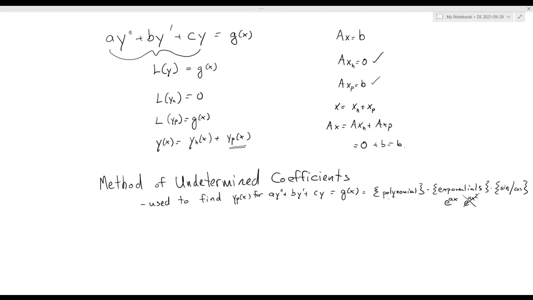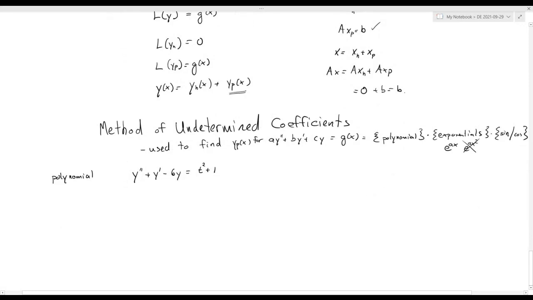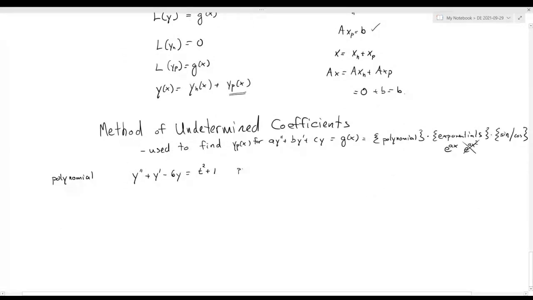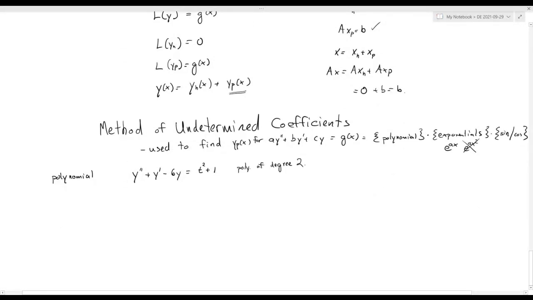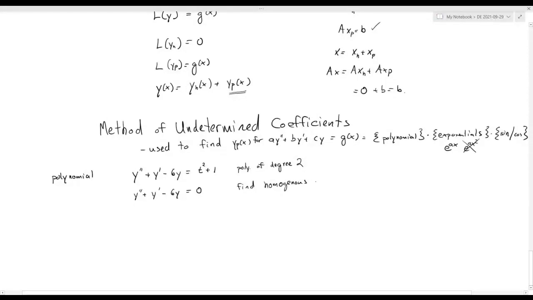All right. So suppose we have, let's do the polynomial first. So on the right-hand side, we just have a polynomial. It's a polynomial of degree 2, or order 2, whatever. So what we're going to do is, first we're going to find the homogeneous part of the solution. So that's the first step, find the homogeneous solution, or the solution of the homogeneous part.